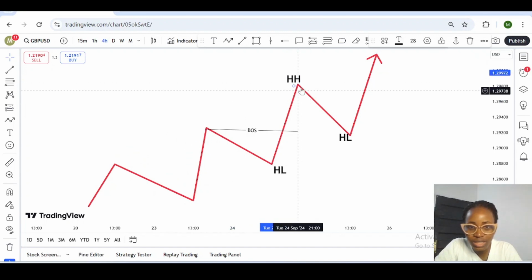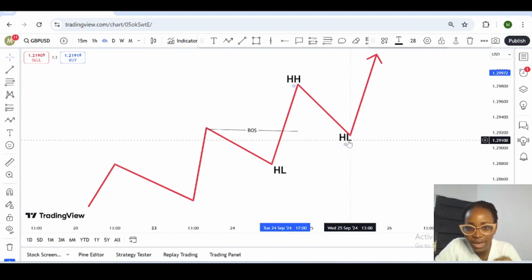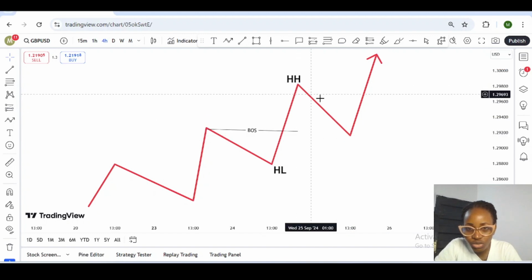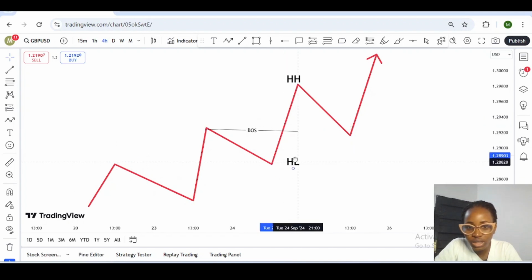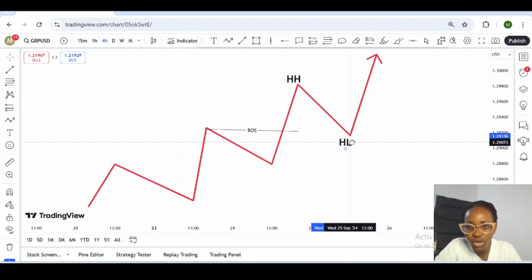After price created a higher high, the next thing price will do is retrace inward to give us a new higher low. As price is retracing inward, the point of rejection is what we are going to identify as our new higher low. So this point here that price reacted from, we are going to bring this here, and this will become our new higher low here.